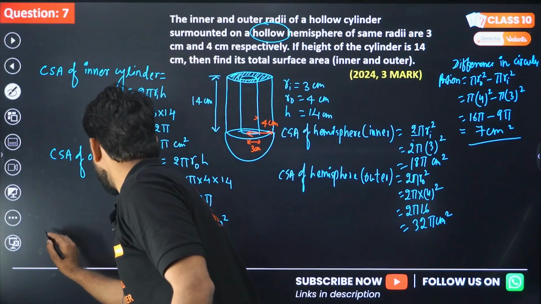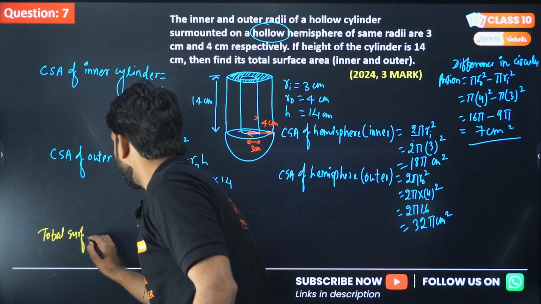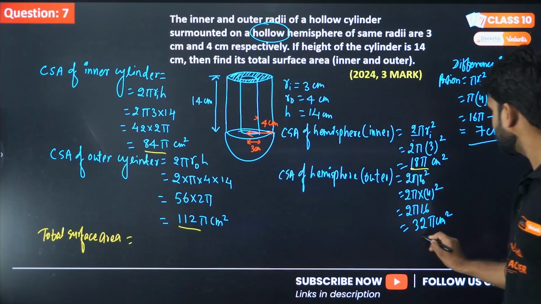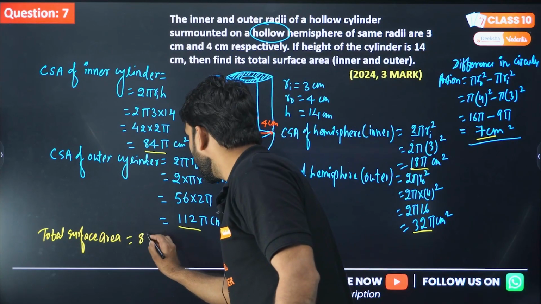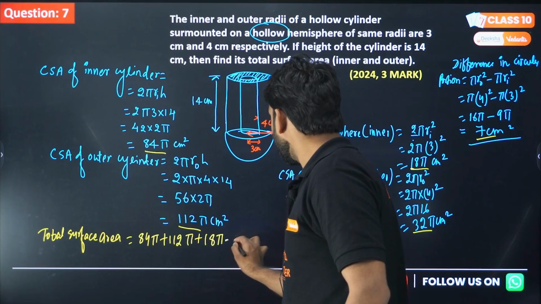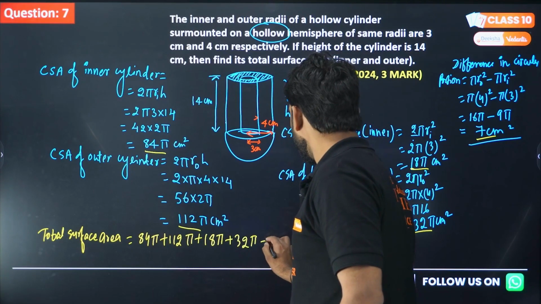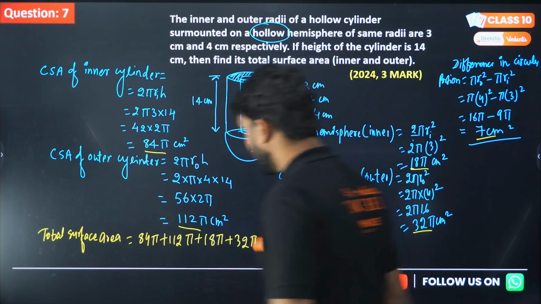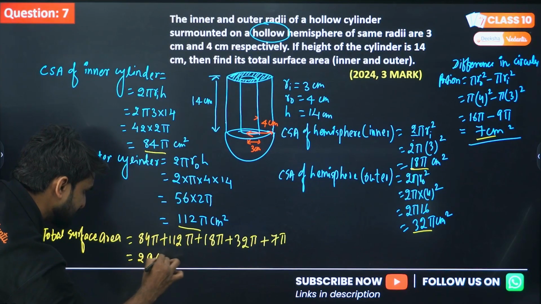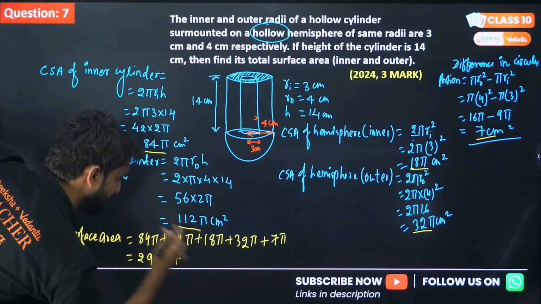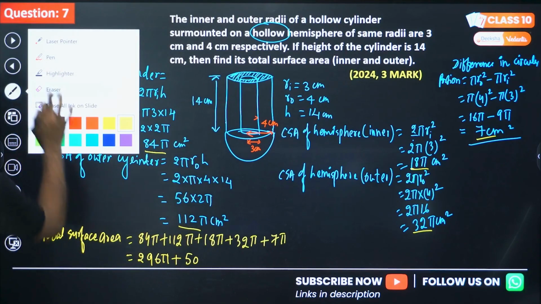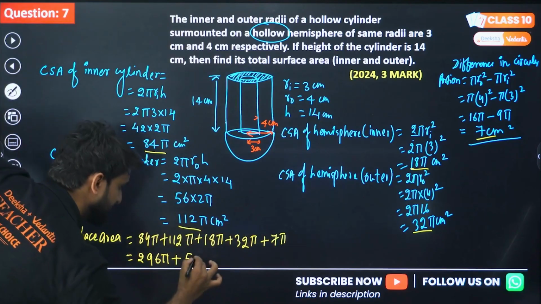So total surface area will be, can we add these? This will be 84 pi plus 112 pi plus 18 pi, 32 pi, and 7 pi. Now please add it. What will be the result here? So this will be 296 pi, plus 18 and 32 is 50 pi, and 50 plus 7 directly we can write as 57 pi.